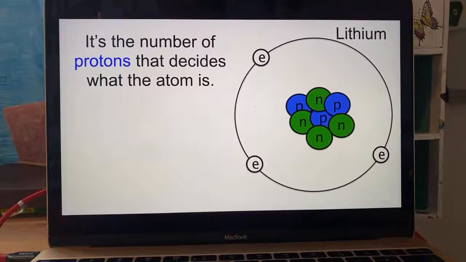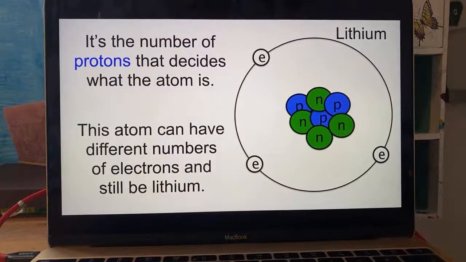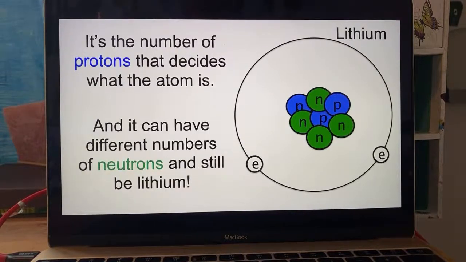So it's the number of protons we have talked about before that decides what the atom is. So here we've got an atom of lithium. It's got 3 protons with 3 electrons whizzing around the outside and 4 neutrons in the middle. It can have different numbers of electrons and still be lithium. It could lose an electron and it would still be lithium, as I'm showing you here. And it can have different numbers of neutrons. Just get one away with my favourite PowerPoint effect. So that's still lithium because it's still got 3 protons. It's the protons that decide what the atom is.